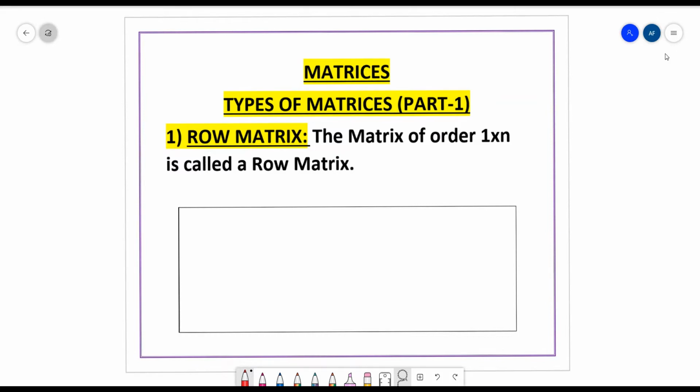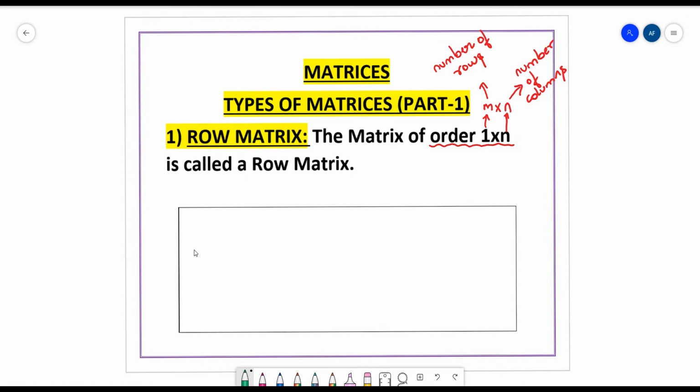So let's get started. As you can see on the screen, the first matrix is a row matrix. I'll read the definition. The matrix of order 1 cross n is called a row matrix. So order of 1 cross n, what is the meaning of that? It is nothing but the order of a matrix. I have already told you order of a matrix is nothing but the dimension of a matrix, and the definition of order of matrix I have done in my previous video. If you want to see, you can watch that particular video. I'll put the link in the description box.